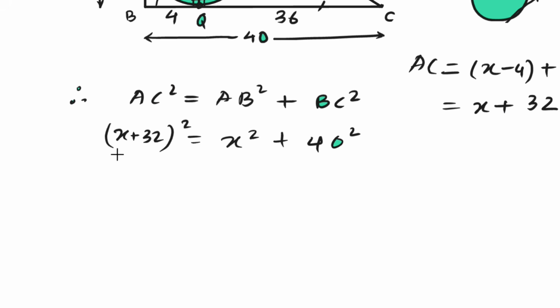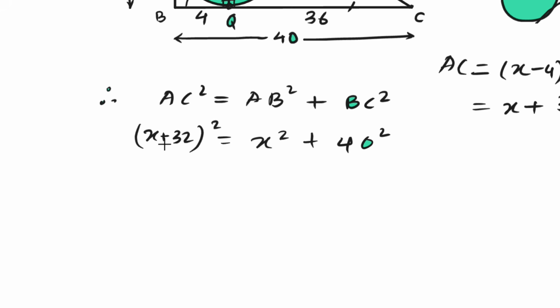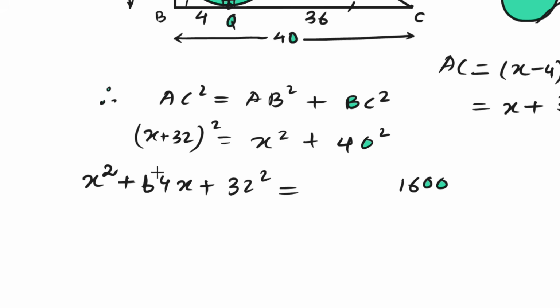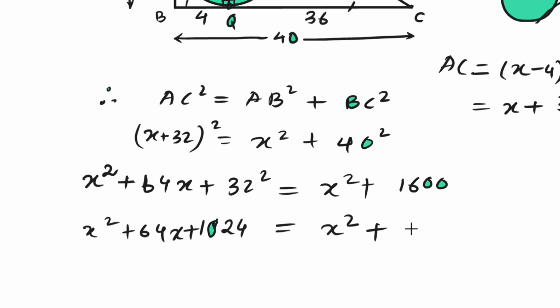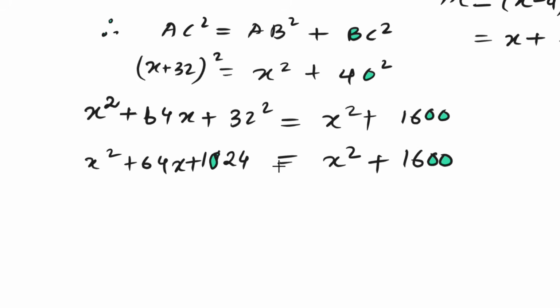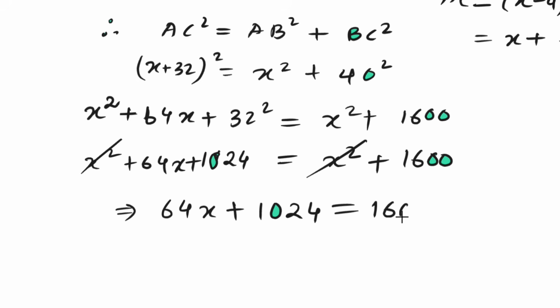Let's expand the left-hand side carefully. The quantity x plus 32 whole squared becomes x squared plus 64x plus 32 squared. On the right-hand side, 40 squared is 1600. Since 32 squared equals 1024, we can write the equation as x squared plus 64x plus 1024 equals x squared plus 1600. Notice what happens next. The x squared terms appear on both sides of the equation, so they cancel each other. That leaves us with 64x plus 1024 equals 1600.